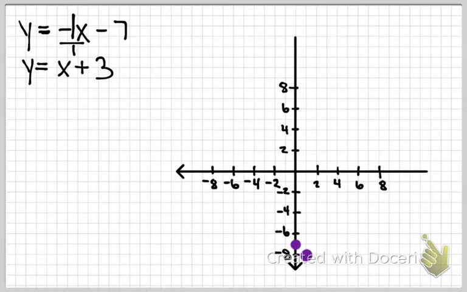Now on my second line, again, I go up to 3. I follow my y-intercept first. Then for the slope, that's again 1 over 1. So I go up 1 to the right 1. And now I have my 4 points plotted. Now I need to draw my lines through the points.